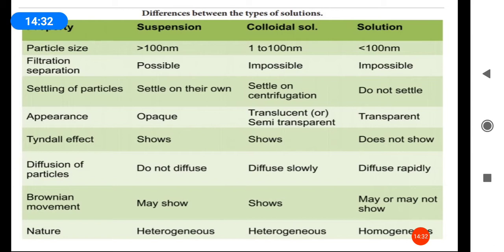Then, suspension particles do not diffuse. Colloidal solutions diffuse slowly. The solution's particles diffuse rapidly. Suspensions may show Brownian movement. Colloidal solutions show Brownian movement. But solutions may or may not show the Brownian movement. Nature of the solution: suspensions are heterogeneous in nature. Colloidal solutions are heterogeneous solutions. Solutions are homogeneous mixtures.